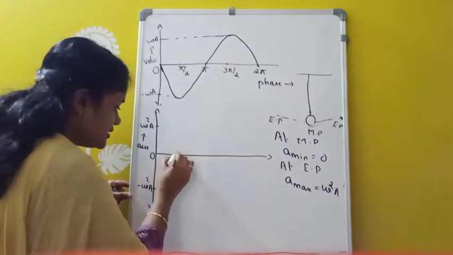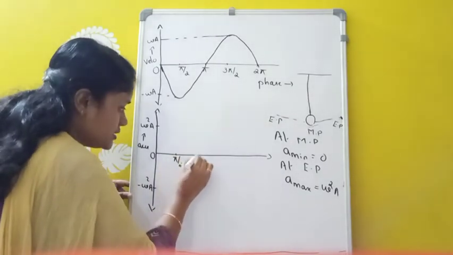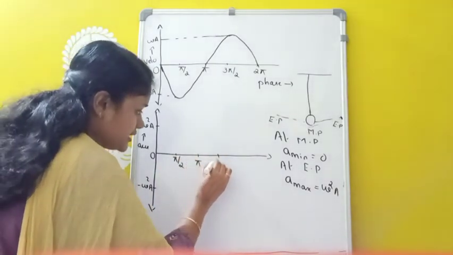Okay. So I am drawing here pi by 2. I am putting here pi by 2. Here it is pi. Here 3 pi by 2.